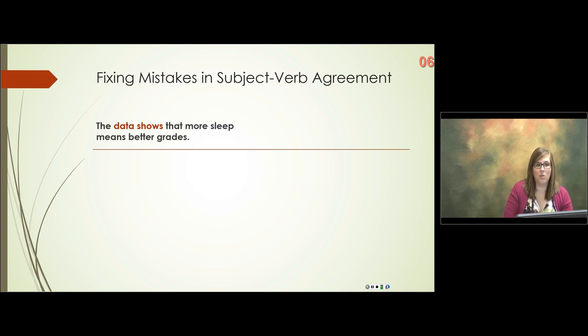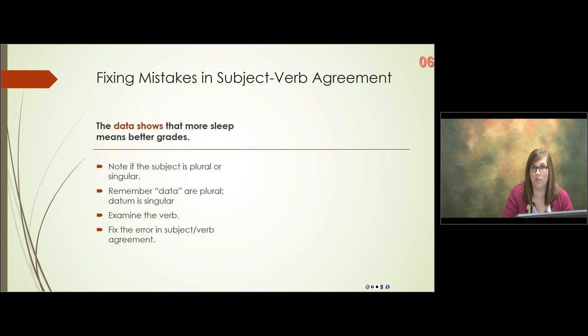The data shows that more sleep means better grades. So now, if you've had certain professors who are real sticklers about this, you'll know that data is a Latinate. It's a Latin cognate of English, which means that we've borrowed it from Latin. And Latin doesn't use S to indicate plural. Latin usually uses A or AE to indicate a plural of a noun. So data are plural, datum is singular. So you're going to want to change this. The data show that more sleep means better grades.